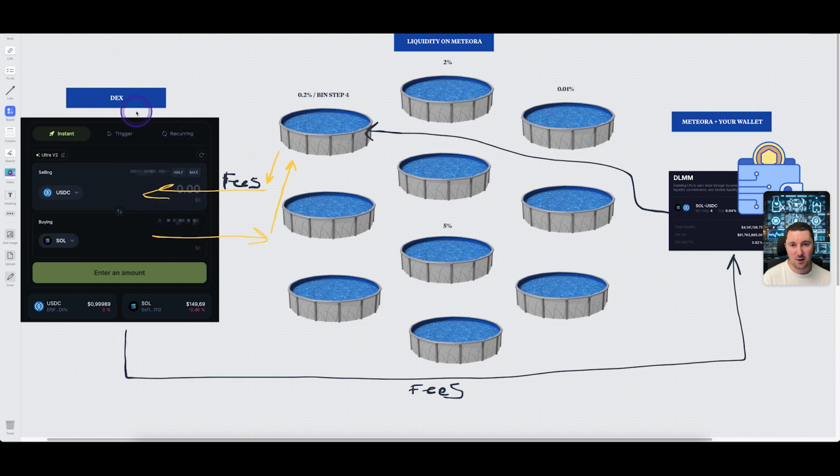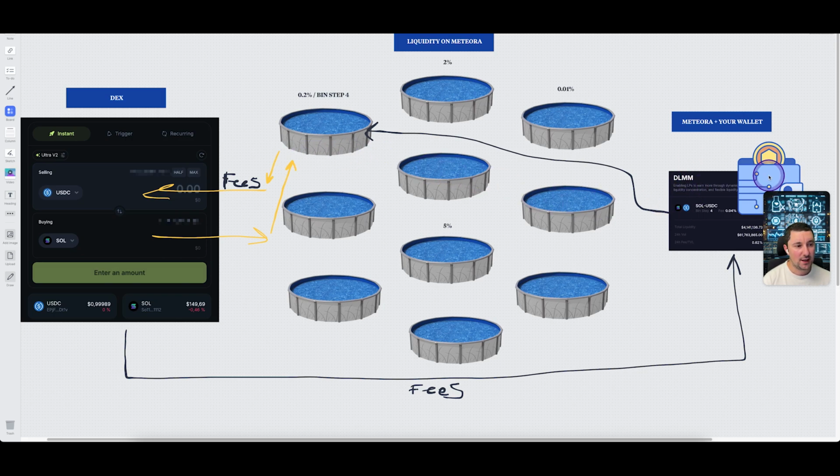So in the background of this DEX, there is this liquidity layer. For example, it could be Meteora in this case. And there are different pools where liquidity is aggregated. When there's high volatility, the routing of your swap will be more expensive, and when there's low volatility in the market, you could pay less fees.